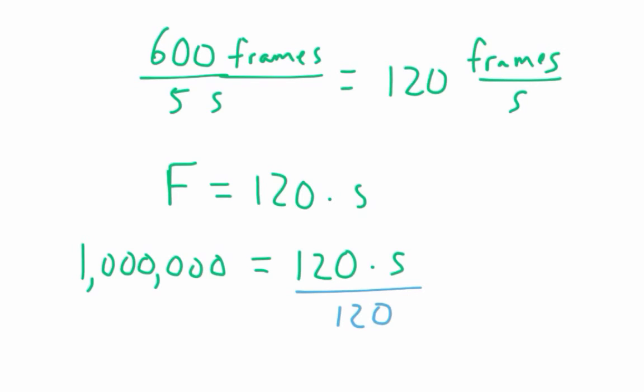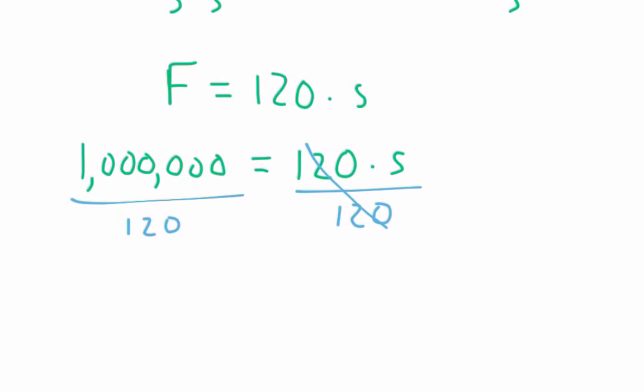120 is connected to it by multiplication, so we divide. And I get the number of seconds it takes for my TV to flash 1,000,000 pictures at me would be 8,333.3 repeating if you wanted, seconds. And you could divide that by 60 to get minutes, divide it by 60 to get hours if you wanted to. But it'd be something like that. That's one way to do it.